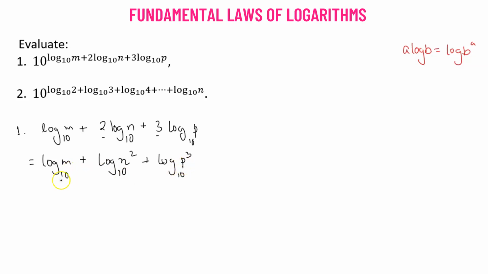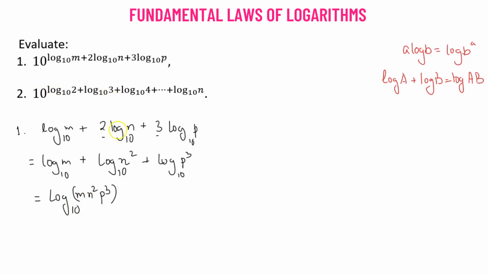Now, all the 3 logarithms have the same base of 10. So now we can add them. We will use the property that if we have log of a added to log of b, that will be equal to log of a times b. So this will give us log of m times n squared p cubed with a base of 10.